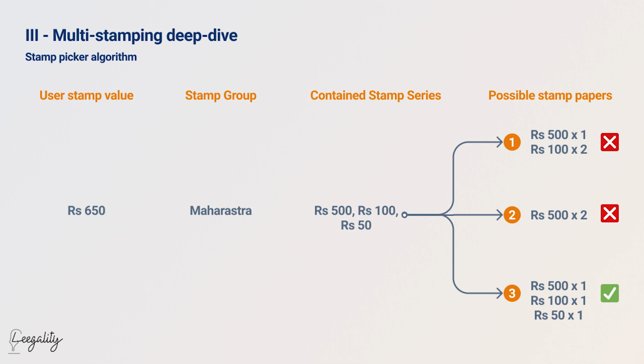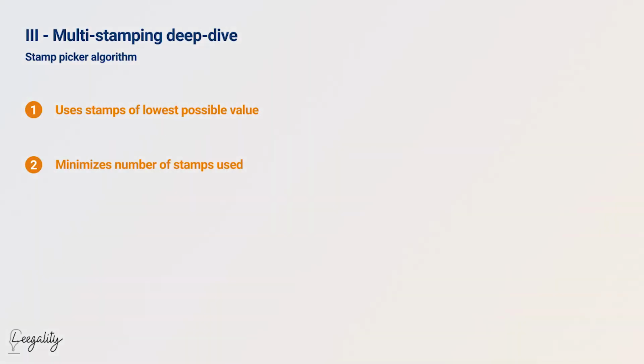This is because it follows two principles. The first is that it tries to use stamps of the lowest possible value, which means that when you selected that you wanted stamp papers of 650, it will pick whatever combination results in the stamp value of 650. The other principle the algorithm follows is minimizing the number of papers that are used. This is to ensure that it shouldn't happen that, let's say, 50 stamp papers get attached to your document when maybe the job could have been done with 4.